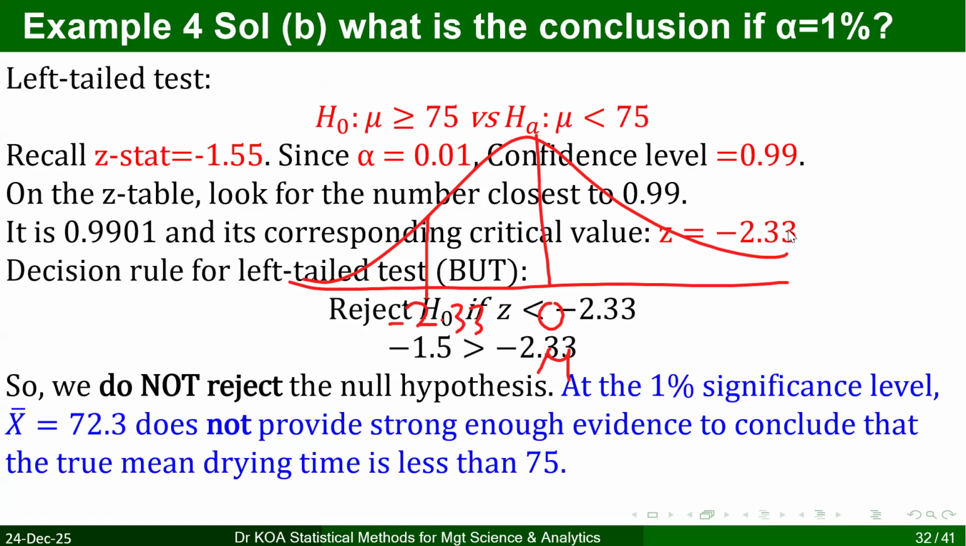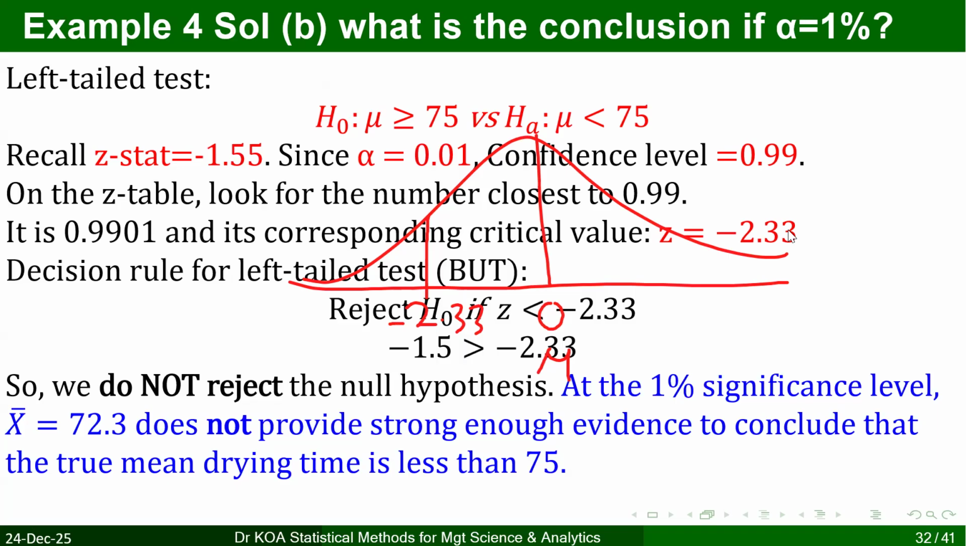2.33 is negative, because it's on the left side. Of course, when you go to the right side, it will still be the same thing. Now the test statistic, in this case the Z statistic, is not the critical value, it is the Z statistic. It's a test statistic, and this test statistic is negative 1.55.